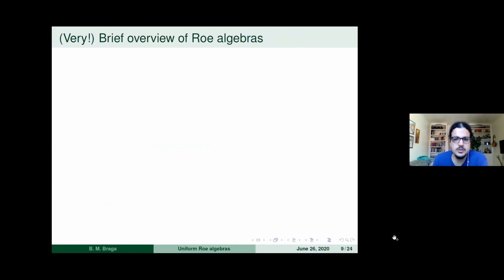Now, just before I go to the Banach space thing, I want to say a word on what is called the Roe algebra. So far we were looking at uniform Roe algebras, but there is a bigger algebra called the Roe algebra, which is sometimes easier to work with, sometimes harder. But if you are interested in coarse equivalence and not bijective coarse equivalence, this is the right space for you to look at.